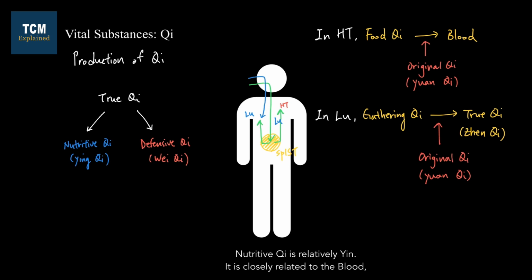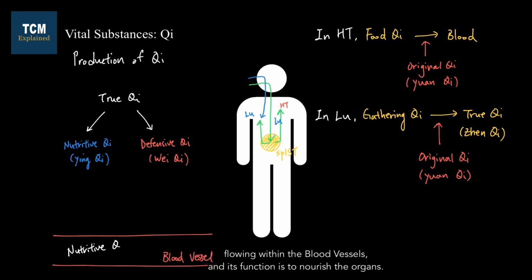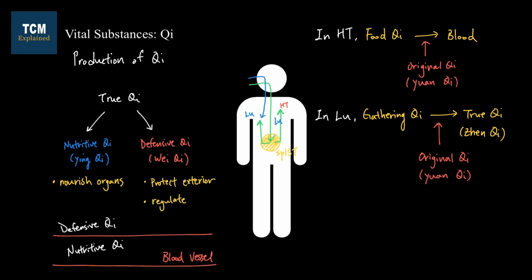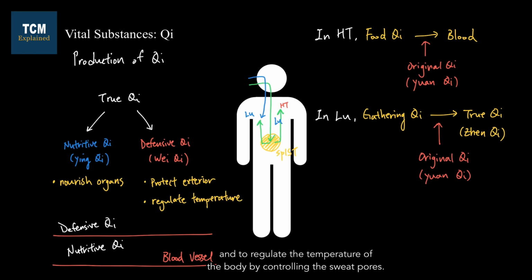Nutritive qi is relatively yin. It is closely related to the blood, flowing within the blood vessels, and its function is to nourish the organs. On the other hand, defensive qi is relatively yang. It is closely related to the qi, flowing outside of the blood vessels, and its function is to protect the exterior of the body and to regulate the temperature of the body by controlling the sweat pores.